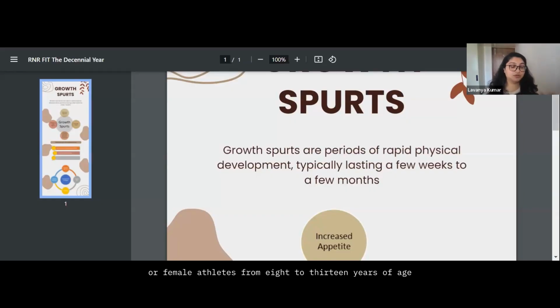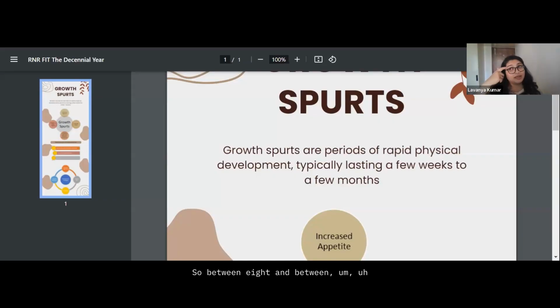But especially for female children or female athletes, from 8 to 13 years of age there is going to be exponential growth in terms of organ development, the start of the menstrual cycle, and the change in the composition of the body itself. Till then, male and female children have almost the same composition. But after this, because of the entry of the hormonal effect, the changes will happen rapidly.